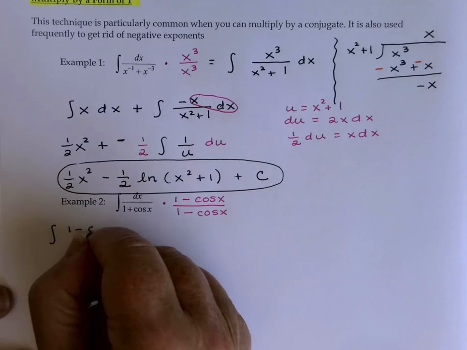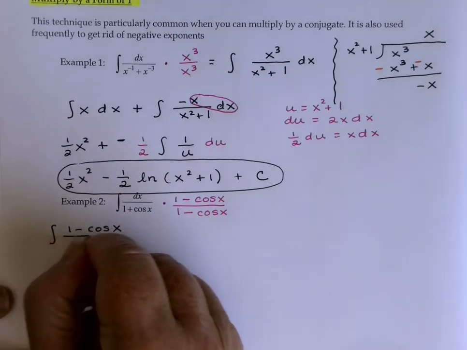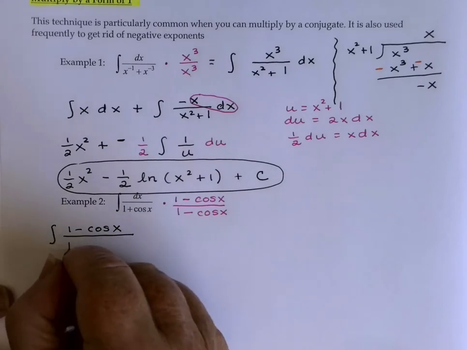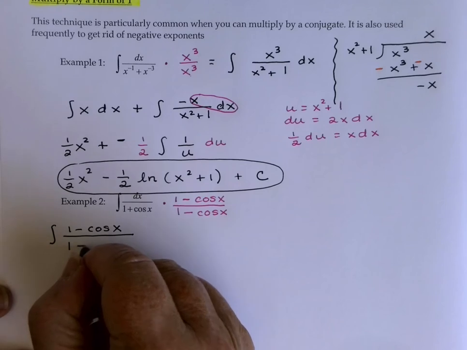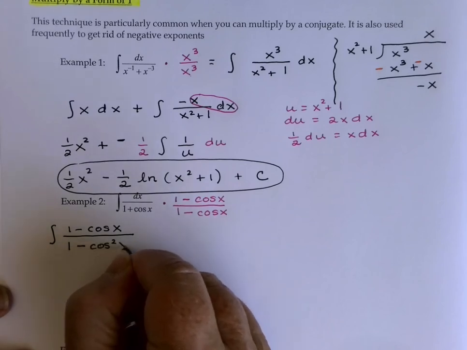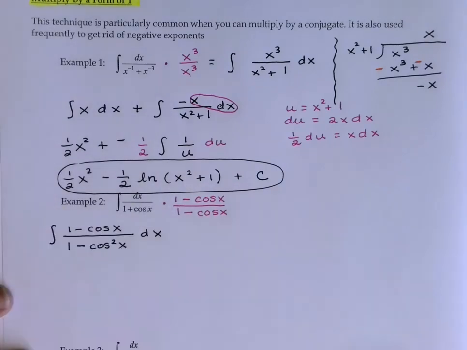Numerator, 1 minus cosine x. Denominator becomes 1, and of course the outers and inners cancel like they always do with conjugates. And then I'll get a minus cosine squared x. I'm tempted by a u substitution right now, but I've got to be careful.